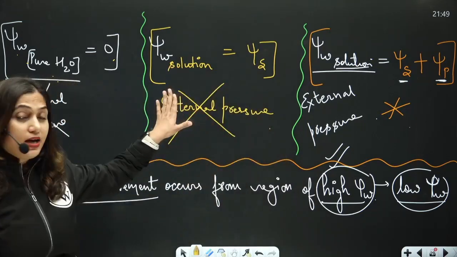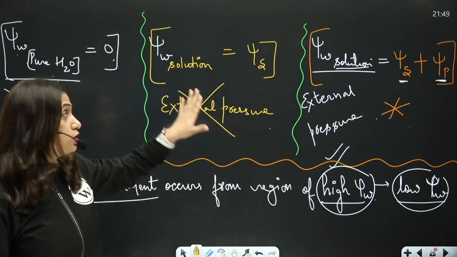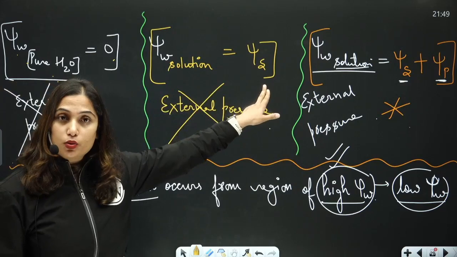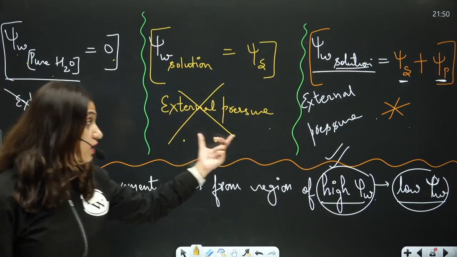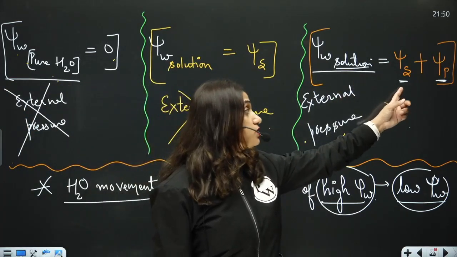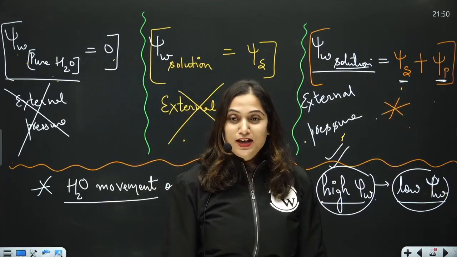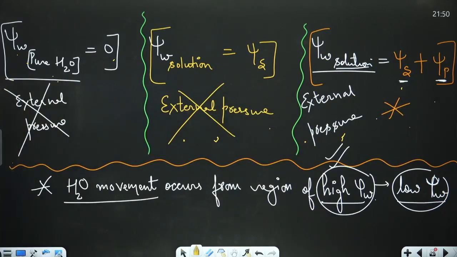Then we have made this water a solution by adding sugar to it. So water potential of the solution becomes equal to solute potential when we are not applying any external pressure. But when we are applying external pressure, the water potential of the solution becomes equal to psi S plus psi P. Okay, so here these are three formulas. Look at them carefully. Pure water, 0, no external pressure. Psi W of solution is equal to psi S, no external pressure. Psi W of solution equals psi S plus psi P.